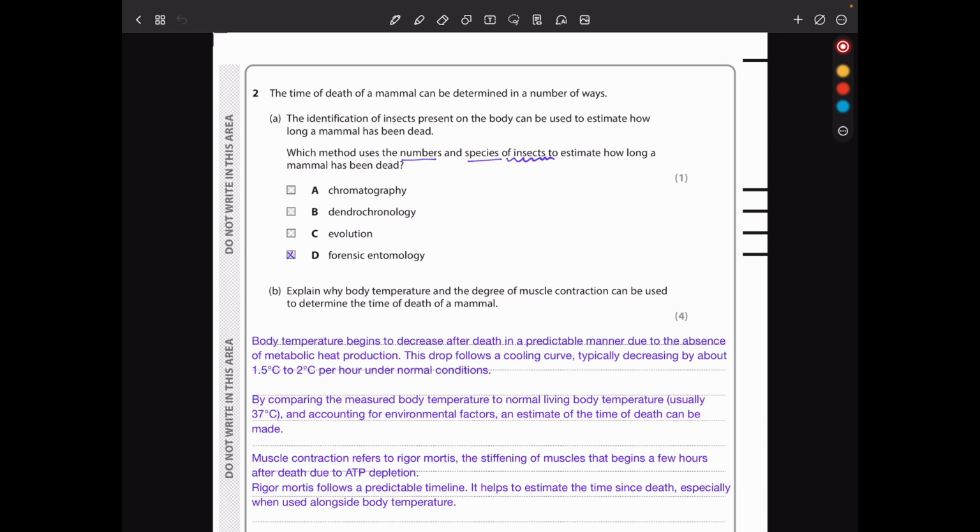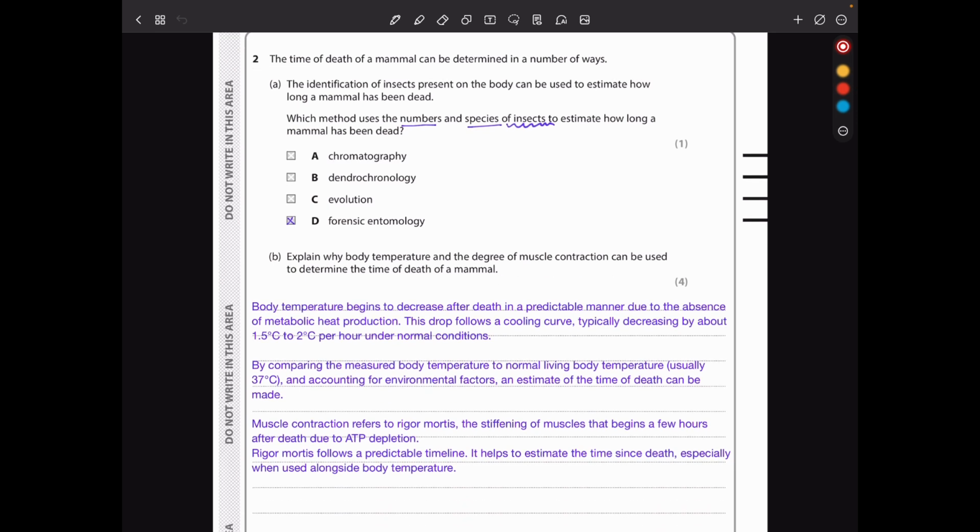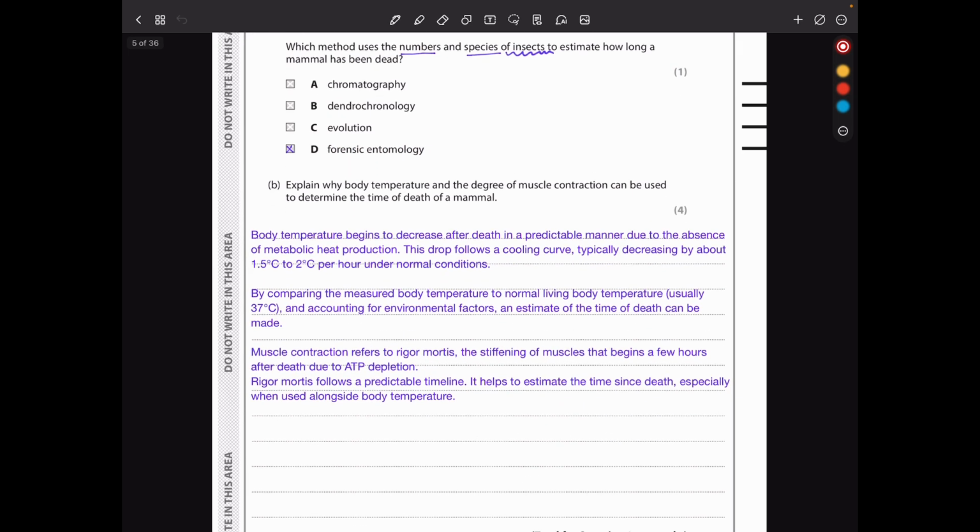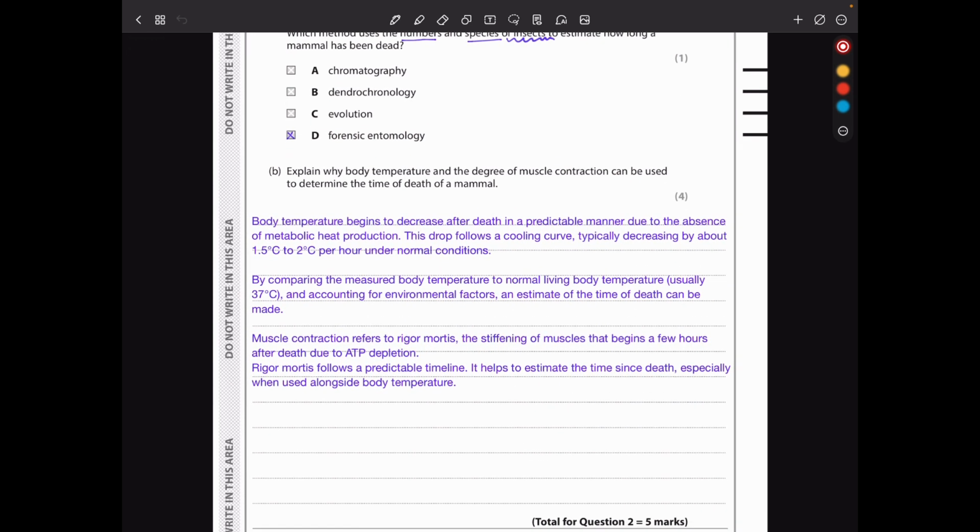In question 2, they say the time of death of a mammal can be determined in a number of ways. The identification of insects present on the body can be used to estimate how long a mammal has been dead. Which method uses the numbers and species of insects to estimate how long a mammal has been dead? That is forensic entomology. It studies insects. Then they say explain why body temperature and the degree of muscle contraction can be used to determine the time of death of a mammal.